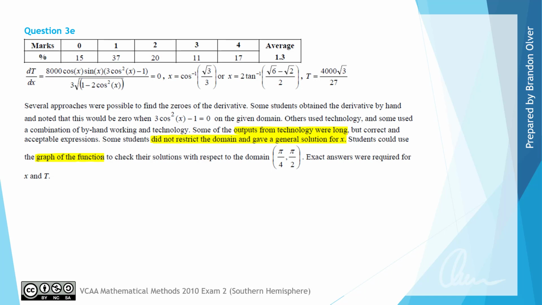And the last thing that the examiner says is that exact answers were required for x and t. And it was actually asked for the exact value in the question, but you should know that exact values are the default that you need for a VCAA exam like this.